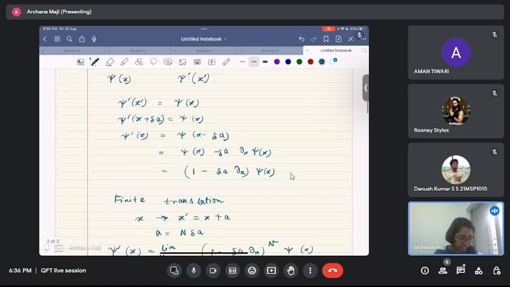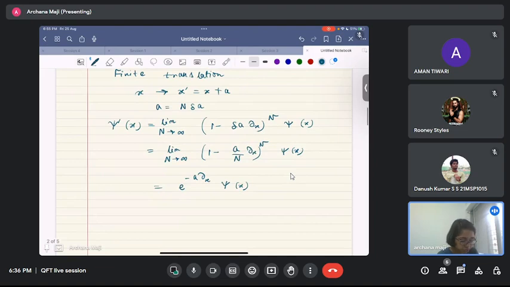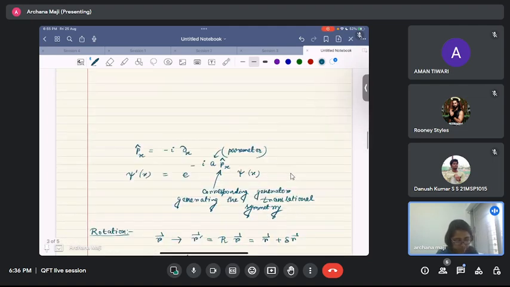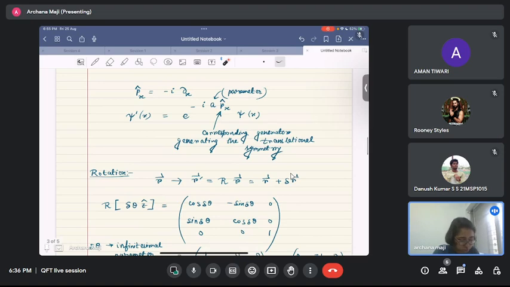Taking delta A to be infinitesimal and then defining a finite parameter, which is like capital N times delta A, where N is large, in that limit also you get this same thing, exponential minus A del x. And that del x you can replace by the momentum operator, because we know that the momentum operator is basically del x. This is also known to us, that the generator corresponding to translational symmetry is nothing but momentum.